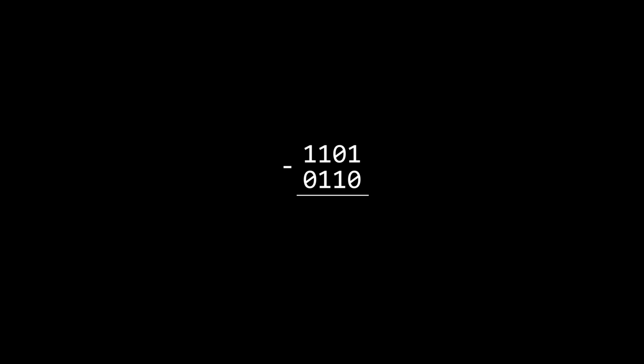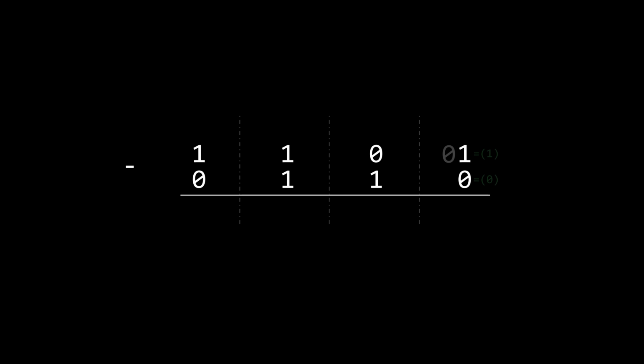Now let's talk a little about subtraction. Unsurprisingly, binary subtraction works much like decimal subtraction. The operation is divided into columns, but unlike addition, instead of dealing with carries, we deal with borrows.